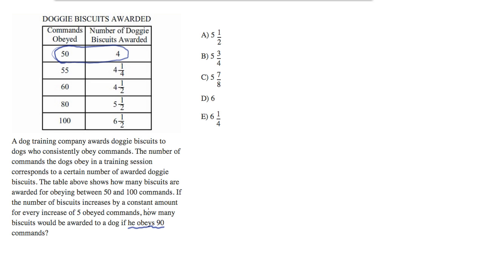And in order to figure this out, I'm going to set up a basic proportion. And a proportion is essentially a fraction. And what I'm going to calculate is the number of additional biscuits over the number of additional commands. Right? We're told that the number of biscuits increases by a constant amount for every increase of 5 obeyed commands.